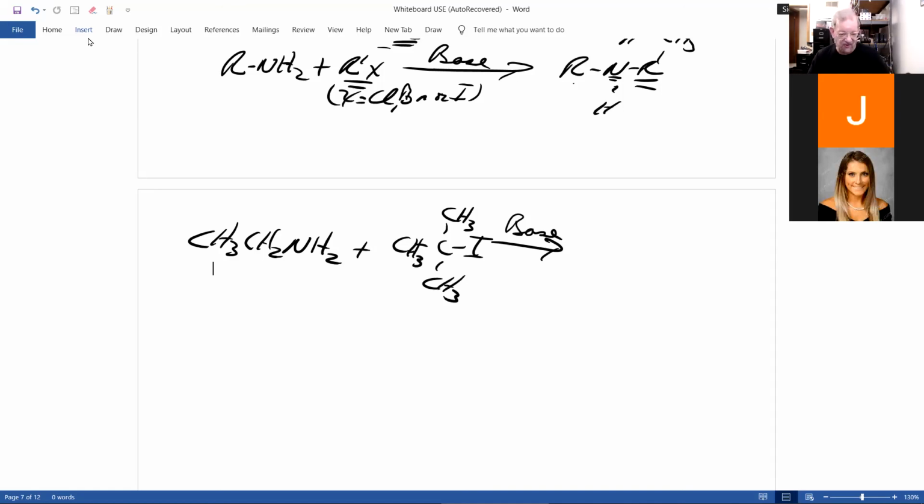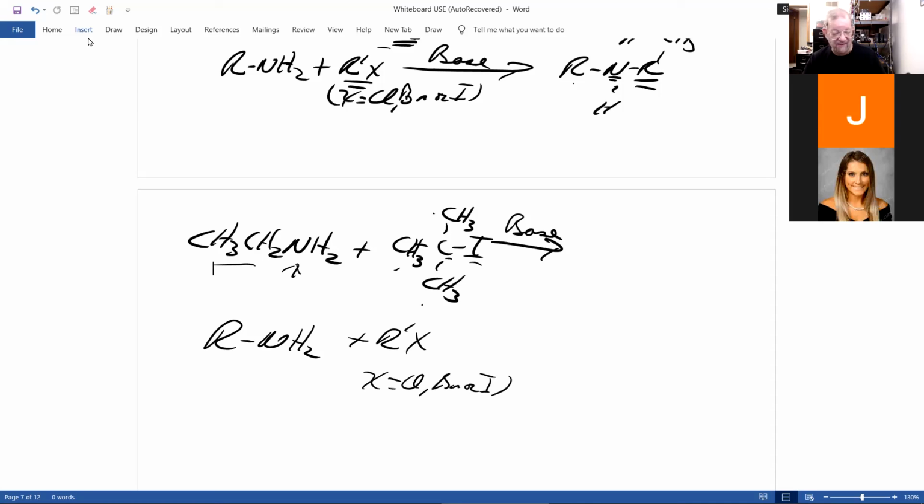All right, let's do it. Look for what's different, what's not carbon, what's not hydrogen. Ooh, a nitrogen with carbons on it, a primary amine. Carbon, carbon, carbon. Ooh, carbon with a halogen, an alkyl halide. Remember, X can be chlorine, bromine, or in this case, it's iodine. And in the presence of base, what do you get? You get a secondary amine.